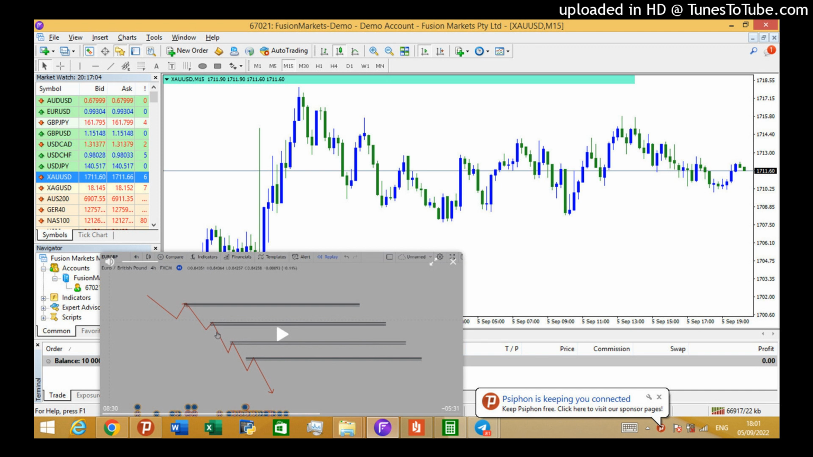So get your rectangle tool. We might make a different color just for this example. And this is all about your personal opinion. So I could potentially say, I think there is a nice little key level which the price has a hard time breaking. So bounce there, bounce there again, bounce there again.